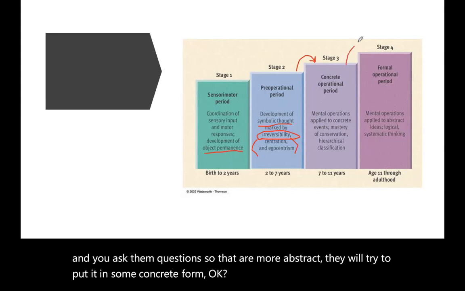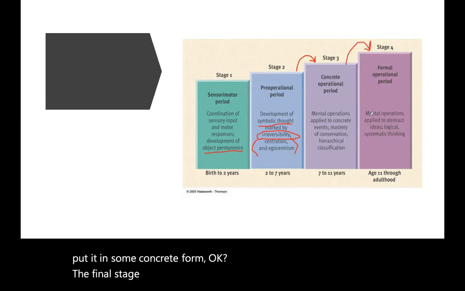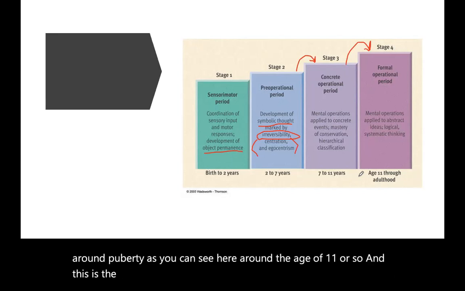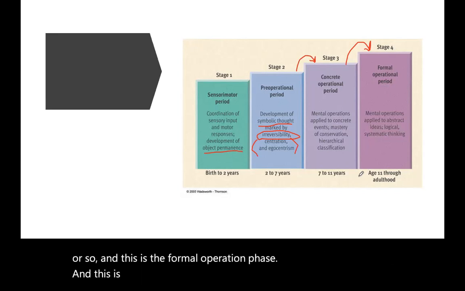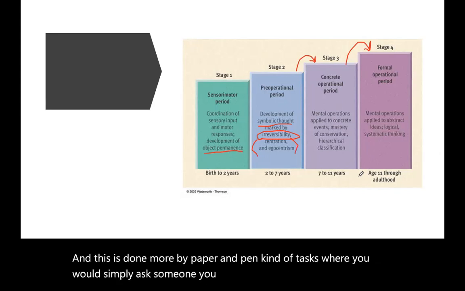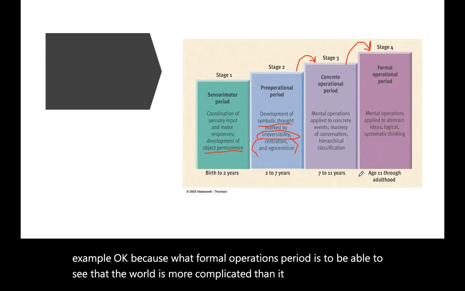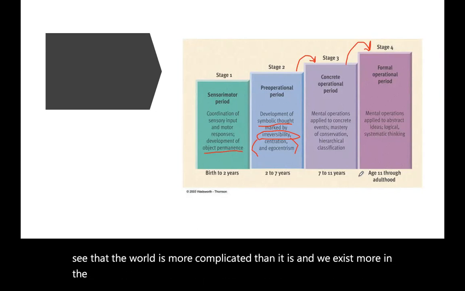The final stage is really kind of more of a mental task. Usually happens around puberty, as you can see here, around the age of 11 or so. And this is the formal operation phase. And this is done more by paper and pen kind of tasks, where you would simply ask someone, can a robber be a good person, for example, okay? Because what the formal operations period is, is being able to see that the world is more complicated than it is, and we exist more in the gray than we do in these far categories.